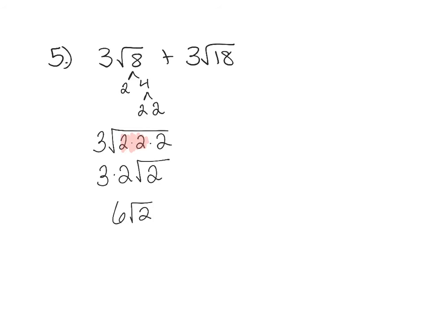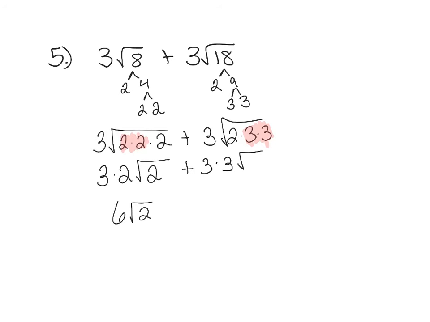Now I'm going to go over here with the 18. And that is 2 and 9, and then 3 and 3. So I have a 3 on the outside already. Under the radical, I have a 2, and then I have 2 3's. So I have a set of 3's. Now I have a set of 3's that's going to come to the outside, and then a 2 that's left over. So 3 times 3 is 9, and then radical 2.